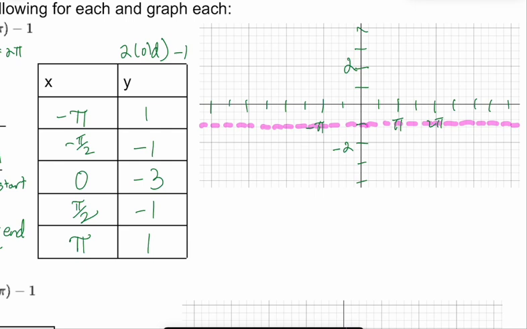Now we're ready to go. At negative pi, we are at 1. At negative 1/2 of a pi, we are at negative 1, back on the midline. That's always a half a bump we get for a cosine. At 0, we're at negative 3. At pi over 2, we're back on the midline. So that's where a full bump happens in the middle. And then at pi, we're back at 1 again, so we got a half a bump.